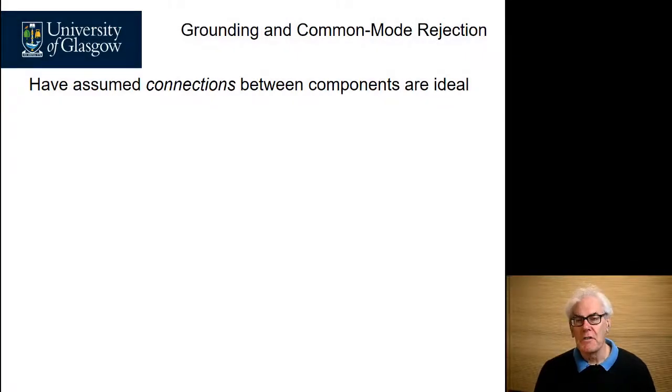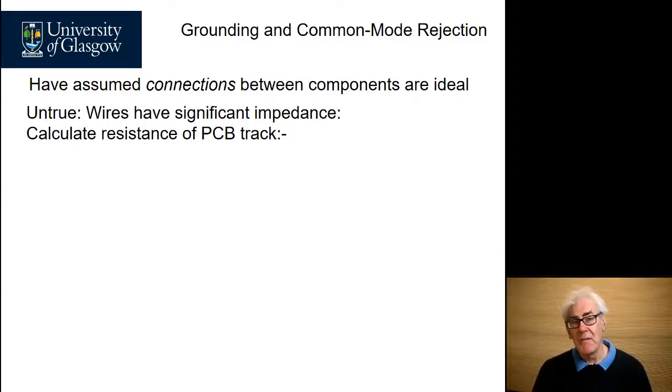All your studies so far have assumed that connections between components are ideal. In other words, there is no resistance. All the wires that we draw are perfect connections. But that's not reality. All cables and all wires have resistance, and they have both significant resistance and impedance.